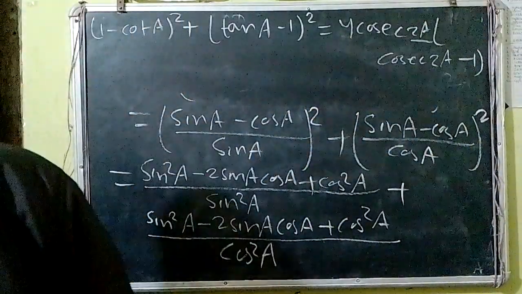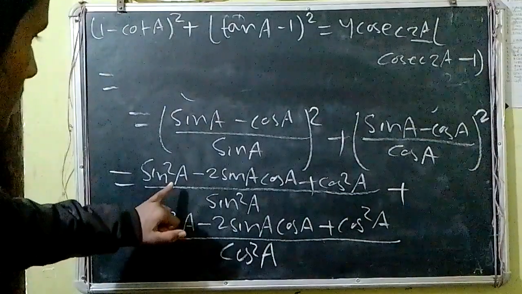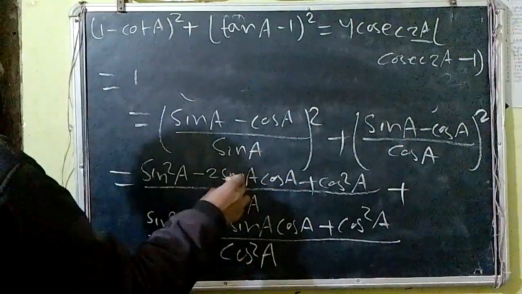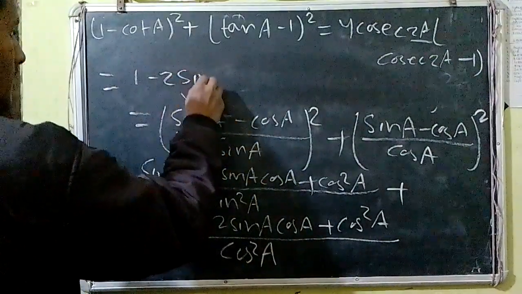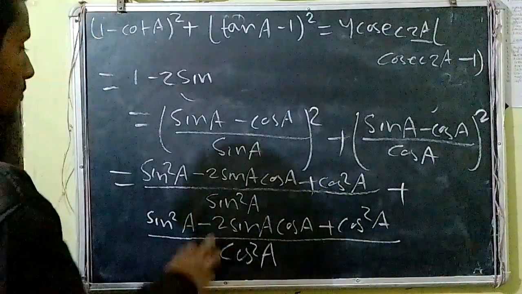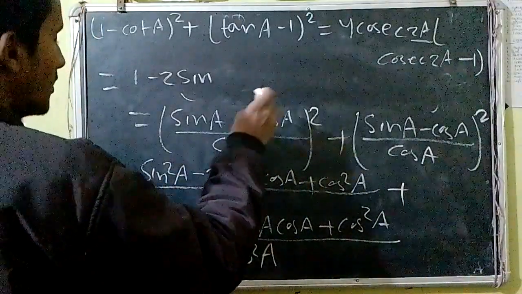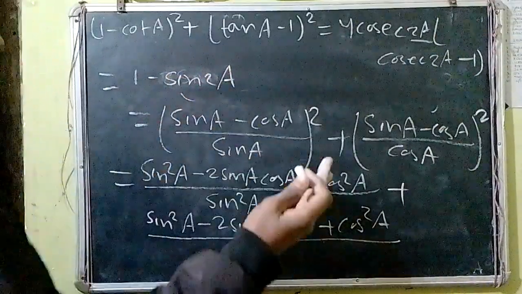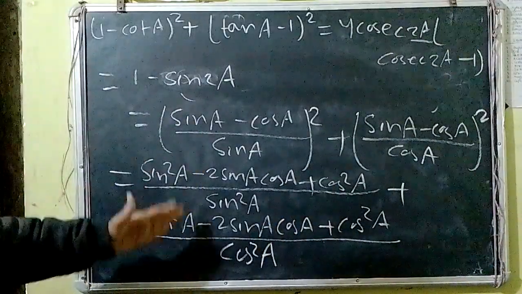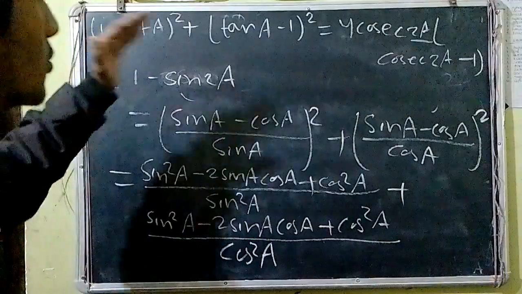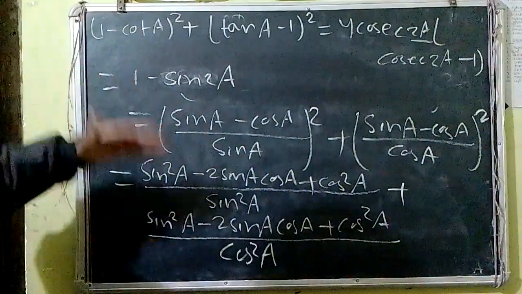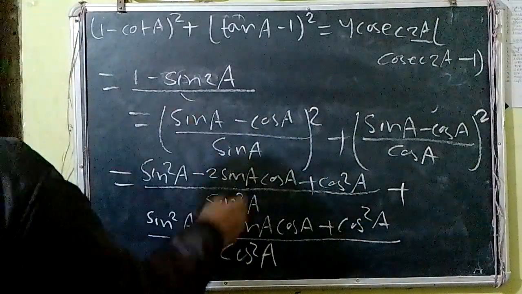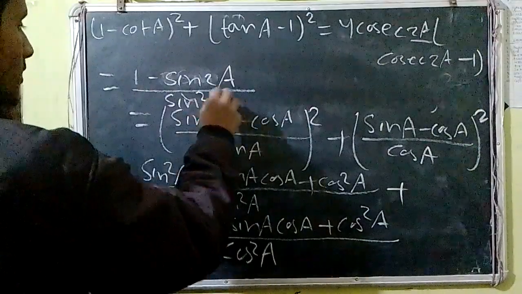So this becomes sine square a plus cosine square a gives me 1, and then minus 2 sine a cosine a. Do I have the denominator the same? No, I do not. So 1 minus 2 sine a cosine a, I write this as sine 2a. Okay, so I'm successful in changing into 2a right now. So that's why I change it into sines and cosines. And then this thing is divided by sine square a.